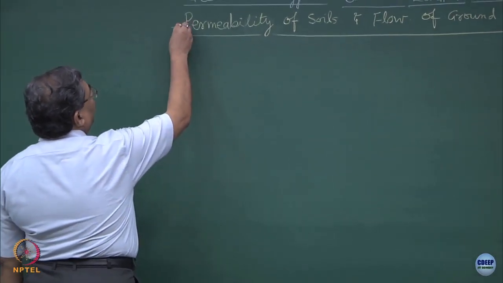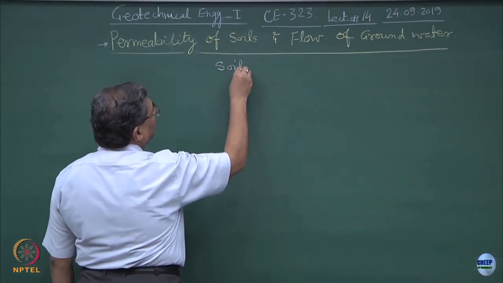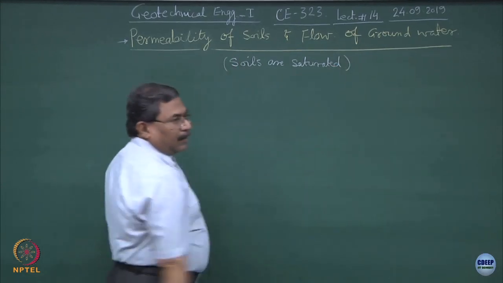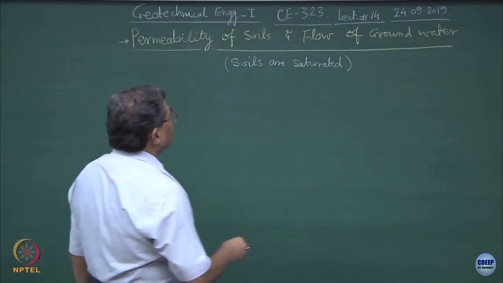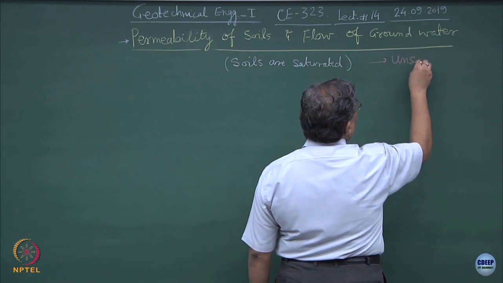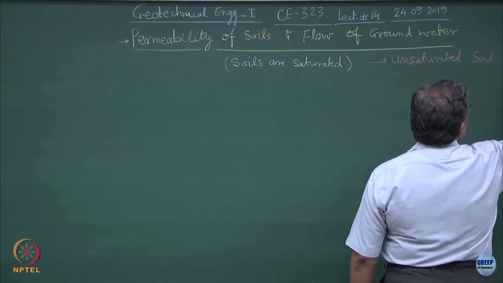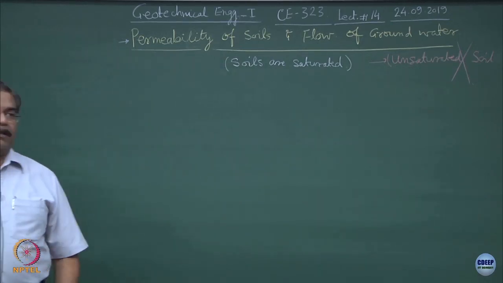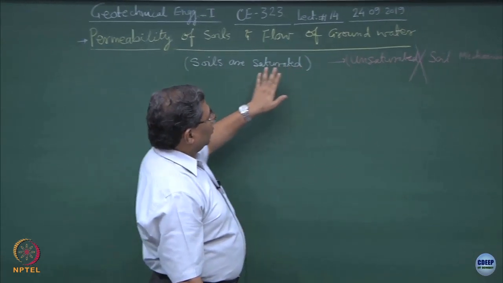So, to begin with, the permeability of soils and the flow of groundwater. To make life simple, we assume that the soils are saturated. So, this is assumption number 1. If you do not assume the soils to be saturated, this becomes a completely different discussion which falls under the realm of unsaturated soil mechanics. So, at undergraduate level, I will not be discussing the unsaturated state of the material because the flow of water is going to be extremely complicated and cumbersome, and I will restrict my discussion to the permeability of the saturated soils or the flow of water through the saturated soils.